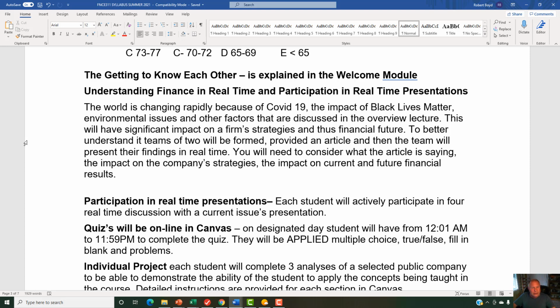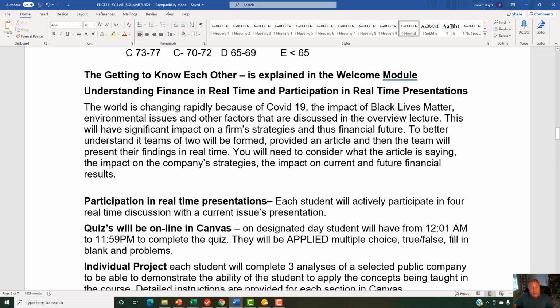To better understand this, we're going to have teams of 2. You pick who you're going to work with, and I'll provide you with an article, and then the team will present their findings in real time. You'll need to consider what the article is saying, what's the impact on the company's strategies, impact on current and financial future results. So that's going to be 10 points of your grade.